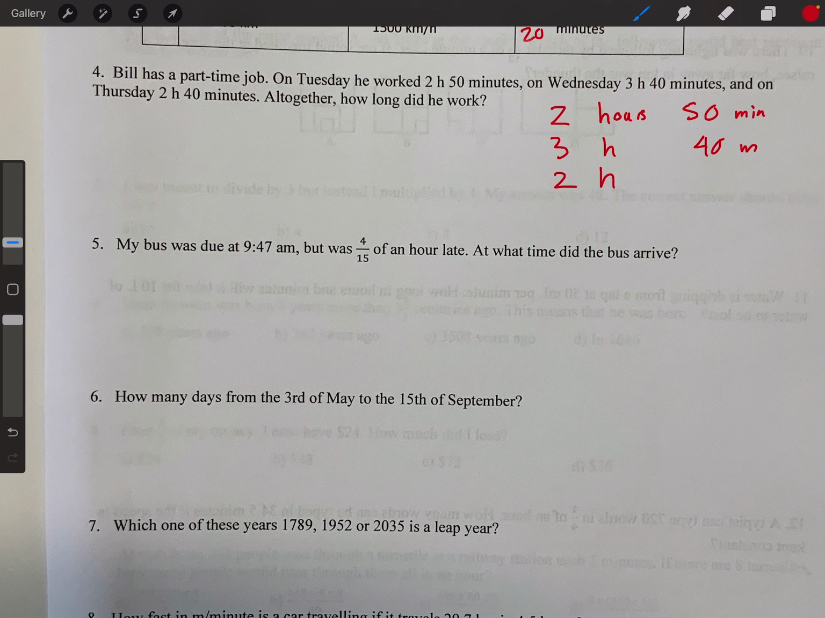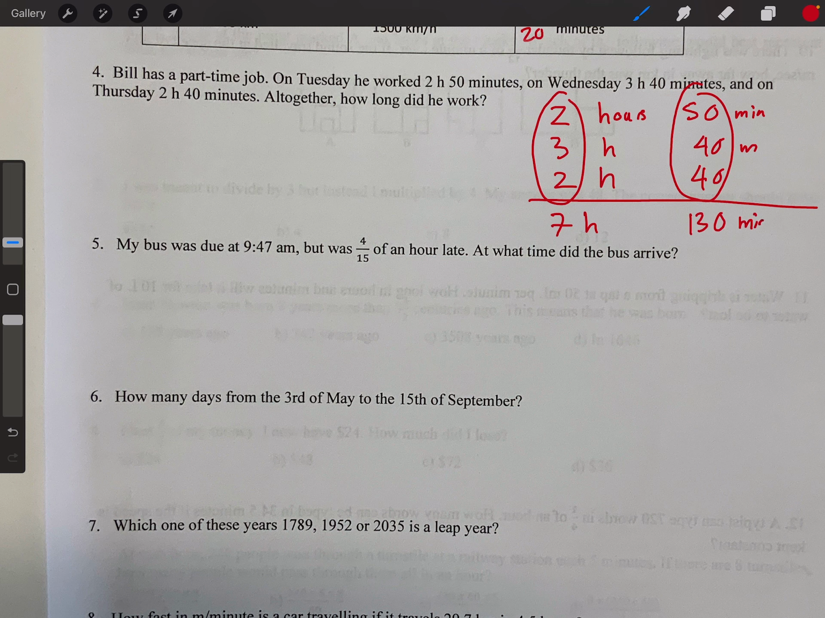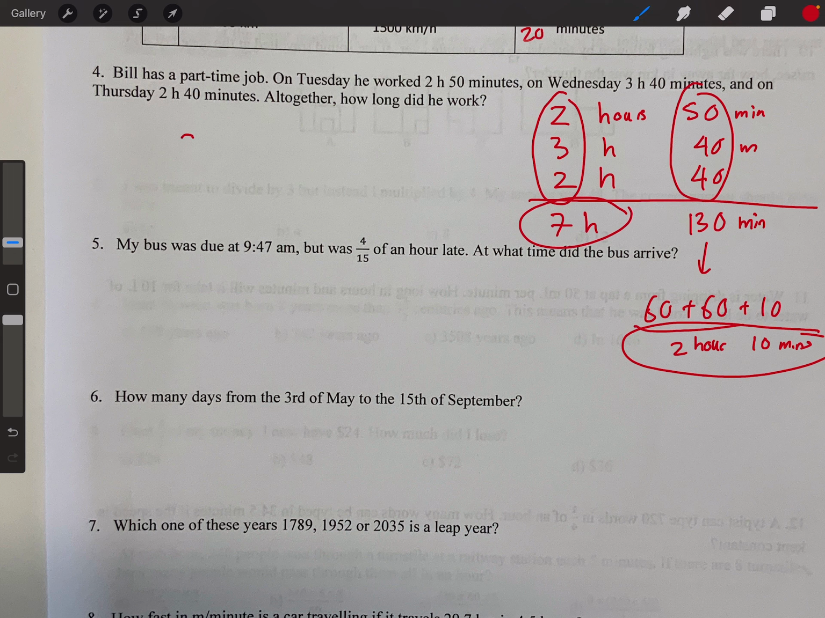2 hours and 40 minutes. To add them all together, how many hours do we have altogether? We got 7 hours. Now here, this one we got how much? 80 plus 50 is 130 minutes. Now 130 minutes is 60 plus 60 plus 10, and that means it's 2 hours and 10 minutes. Every 60 minutes is 1 hour. So altogether you got 2 hours and 10 minutes plus another 7 hours, which makes 9 hours and 10 minutes. That's the answer there.